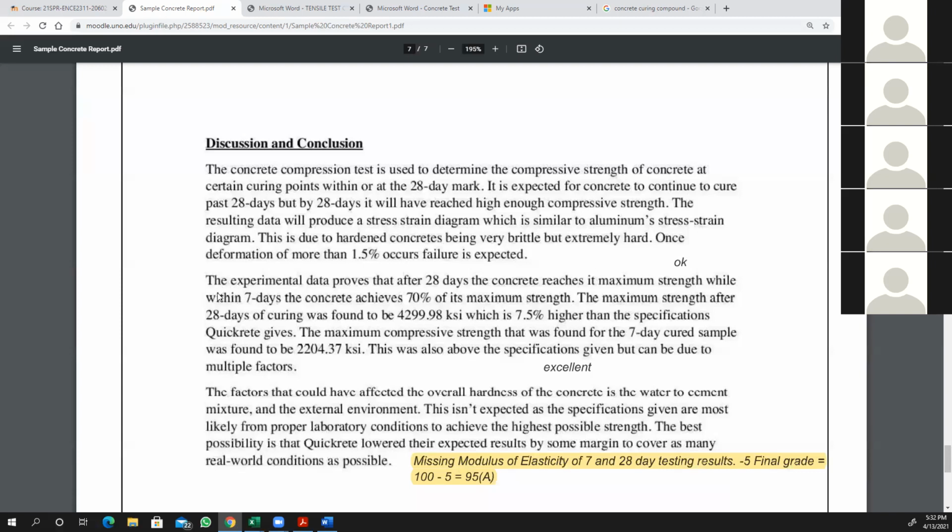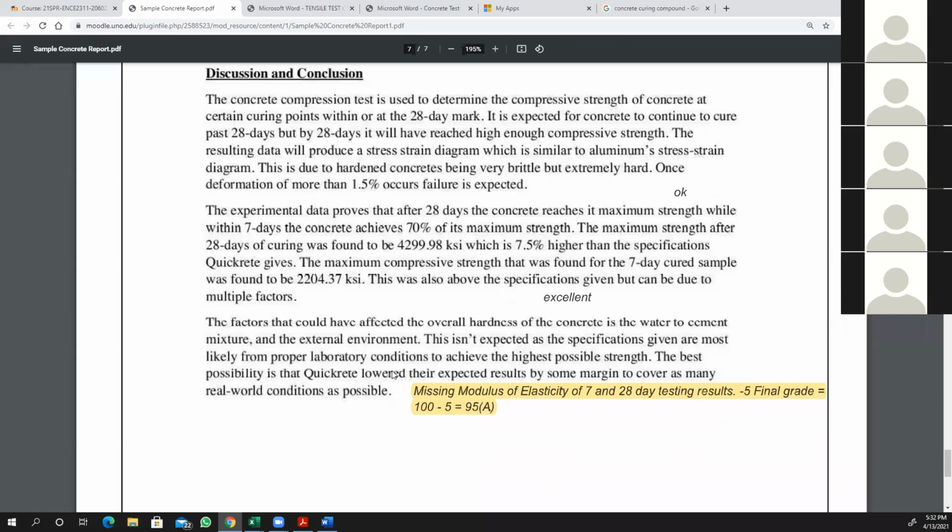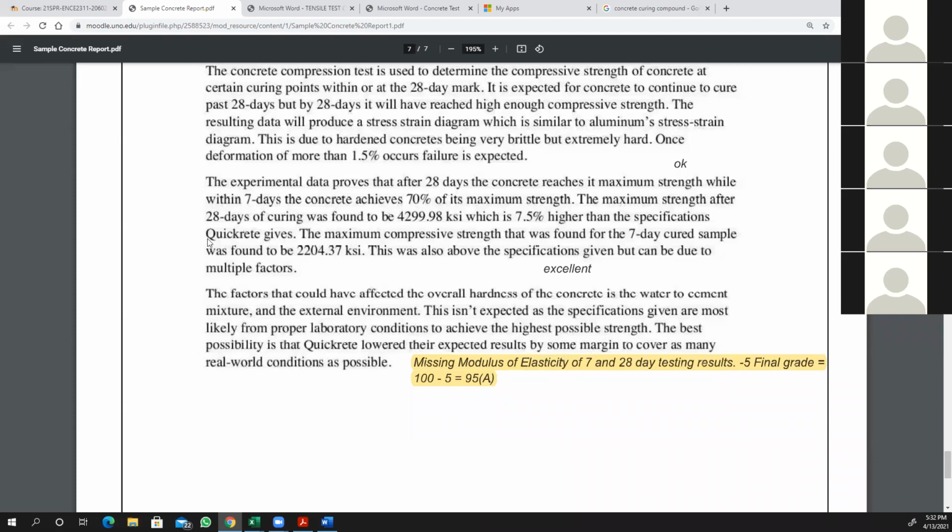This is basically the explanation of the data table, the 28-day and 7-day data. What is the 70%? 70% of the maximum strength is reached at 7 days, and the maximum strength after 28 days of curing was found to be this number. And it gives some facts, and this tells me that these students compared the data points, or the results from this test, with the Quikrete specifications.